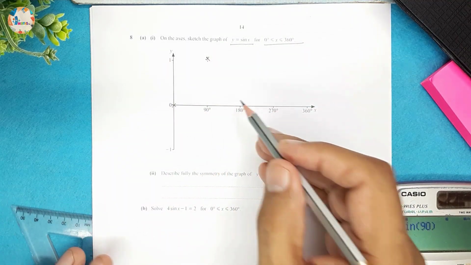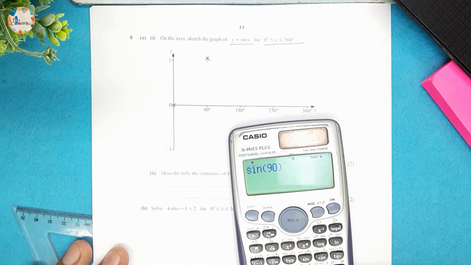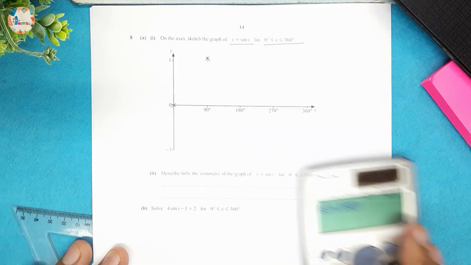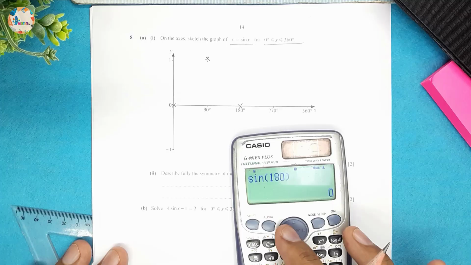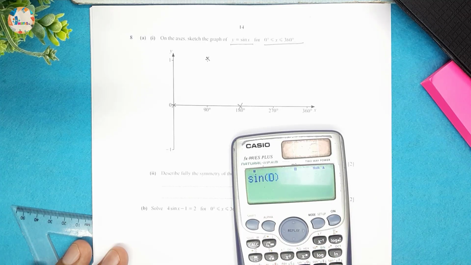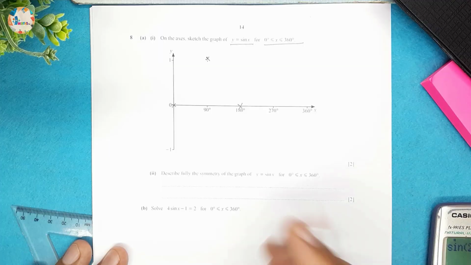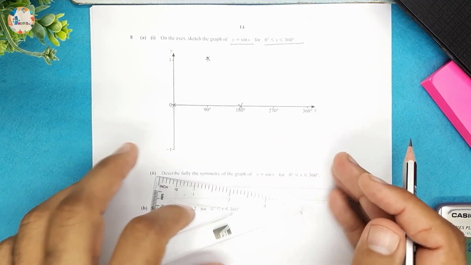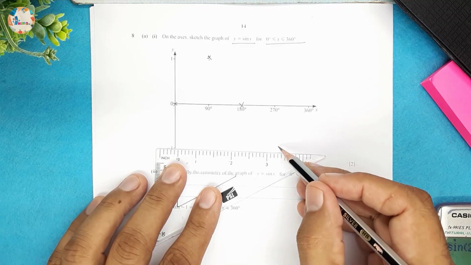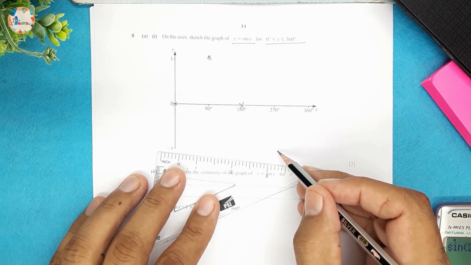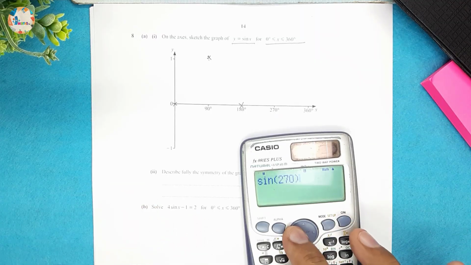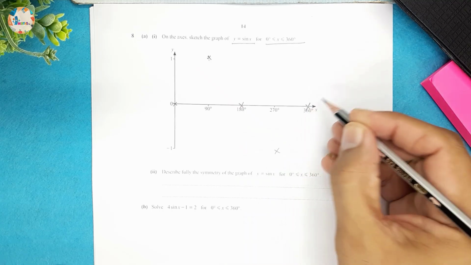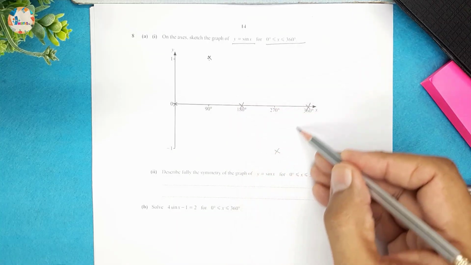Then sine 180, we can check, will be equal to 0. So again, this will be at this location. Then sine 270, which is -1, and -1 will be over here. So roughly we can take this location. So this will be -1. Then 360, so we know that sine 360 is equal to 0. So this will be basically the graph curving like this one.